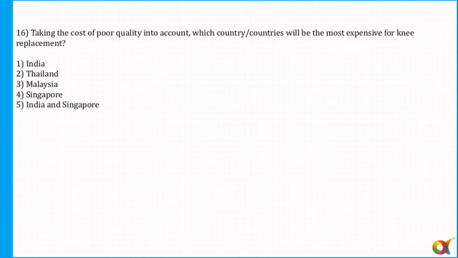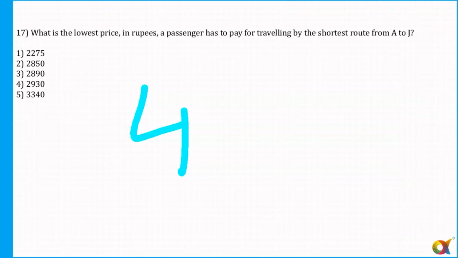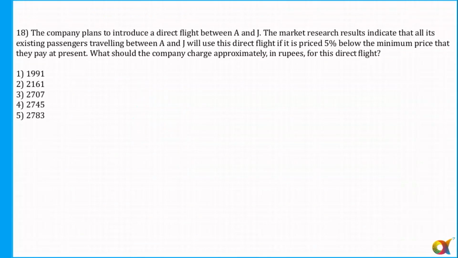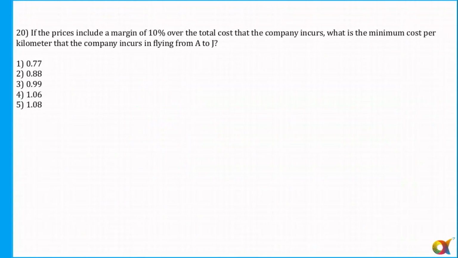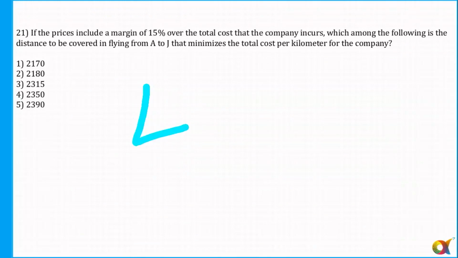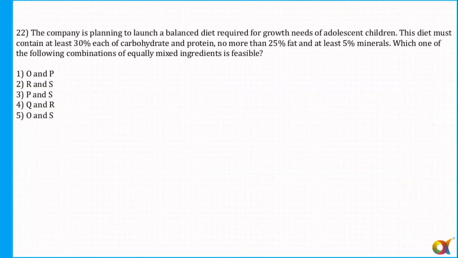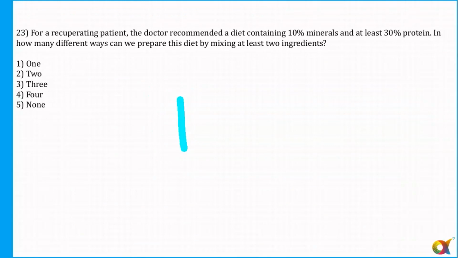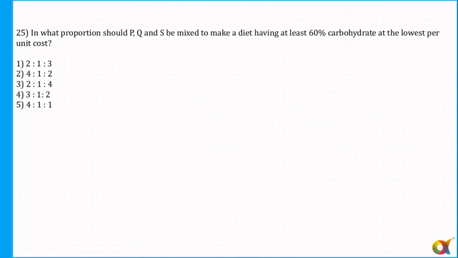Alright. For question number 16, the answer is option 1. For 17, it is option 4. Alright, for 18, it is option 2. For 19th, it is option 3. And for question number 20, that is option number 2. Okay. For 21, it's option 4. For 22, let's see, the option number 5. For 23, it is 1. For 24th, it is 4th. And for 25th, it is 5.